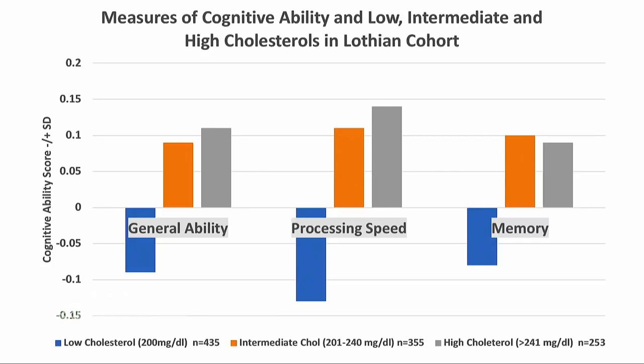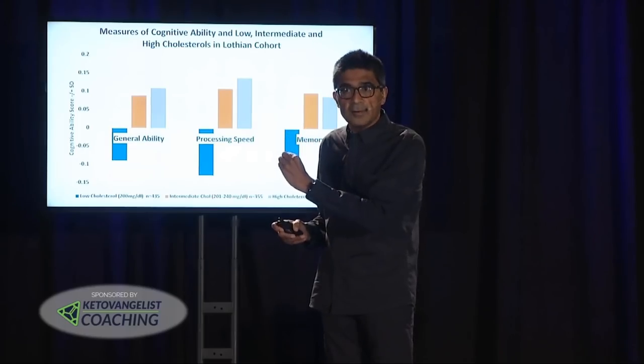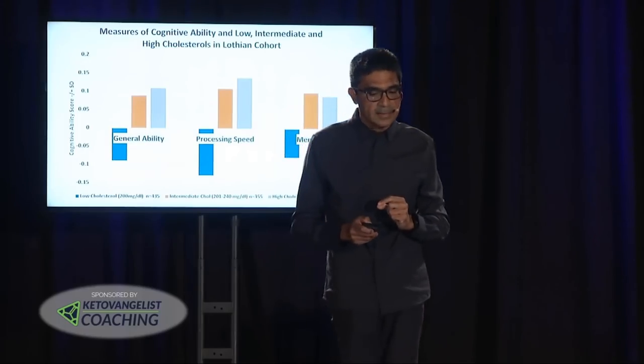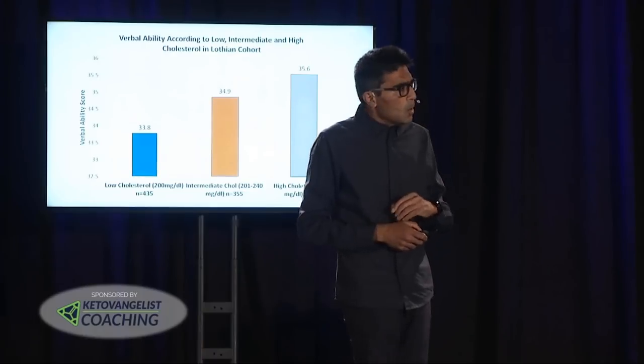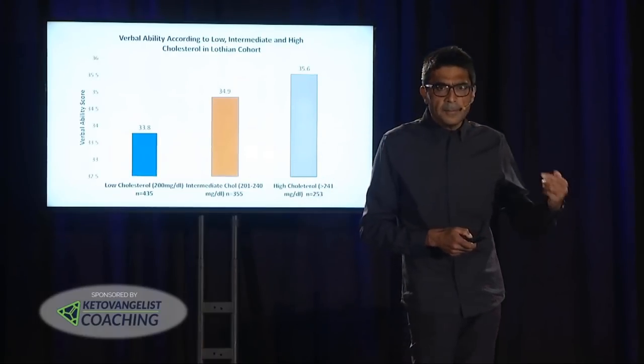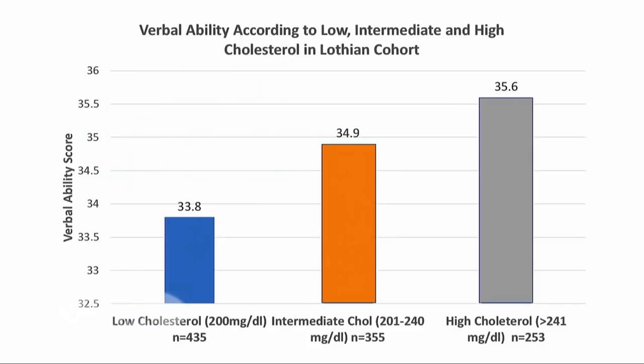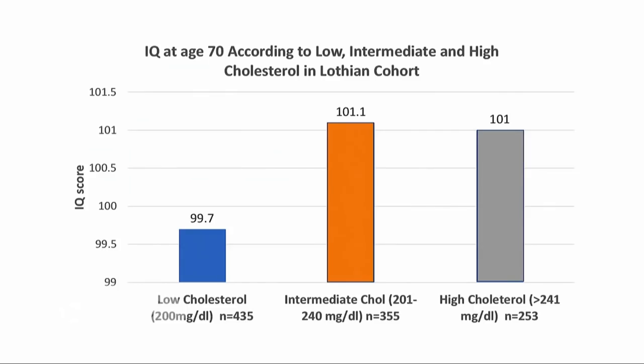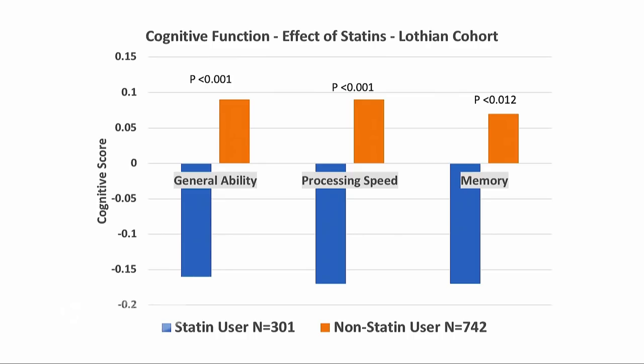People with the lowest levels of cholesterol had the lowest mental skills that you could think about, and people with the highest levels of cholesterol had higher mental skills. Verbal ability is another one here. People who had better verbal ability had higher cholesterol levels. IQ at age 70 was higher if you had higher cholesterol levels compared to lower cholesterol levels.